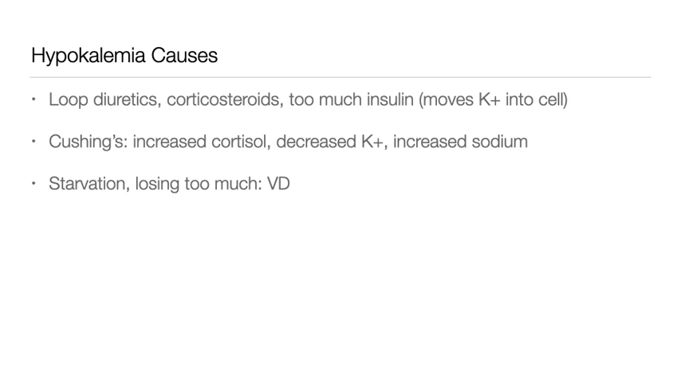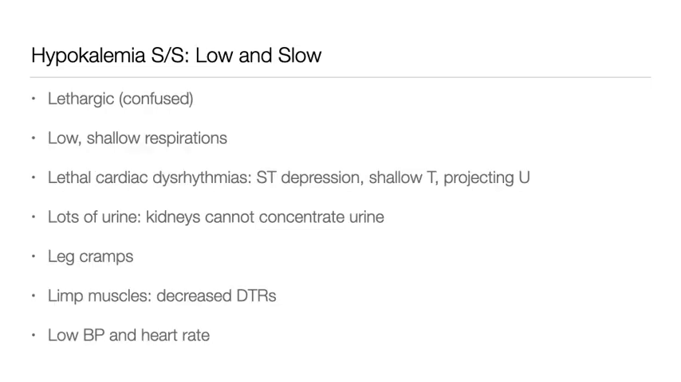So, signs of hypokalemia. Let's think hypo, low and slow. Hypo, low and slow. Lethargy, and the patient might be confused. You're going to have depressed respiratory status. You're going to have lethal cardiac dysrhythmias, ST depression, shallow T, and prominent U. Not sure how well we need to know all of these, but cardiac dysrhythmia is associated with K imbalance for sure.